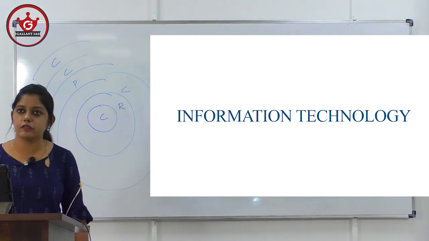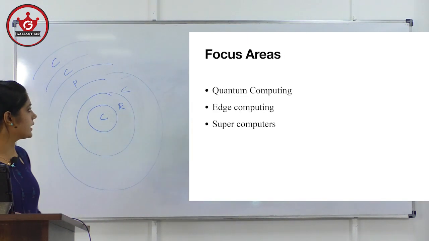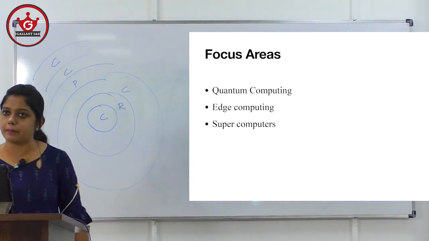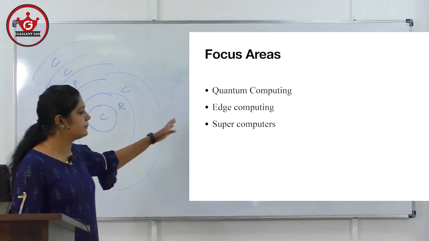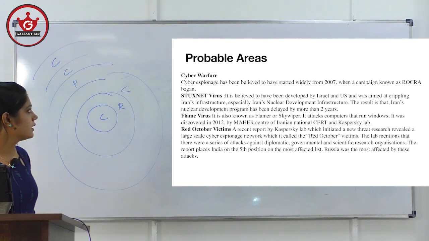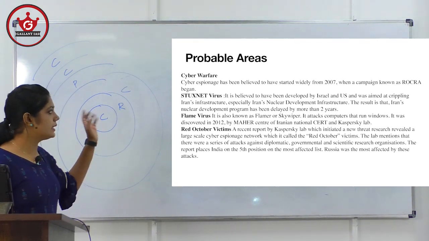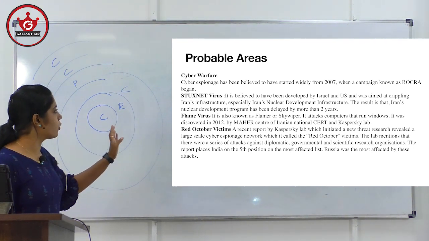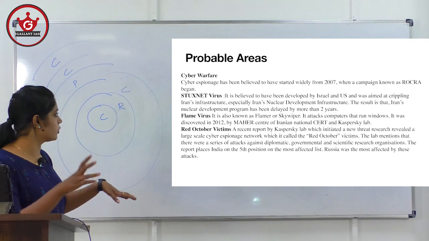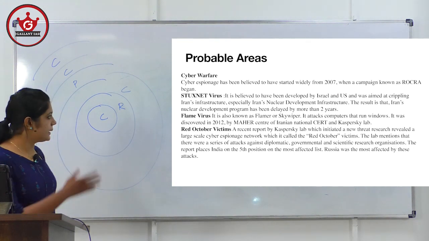Moving on further, information technology. Your focus areas should be quantum computing, edge computing, and supercomputers. In emerging technologies, we have already discussed quantum computing and edge computing. Now it is supercomputers and some cyber warfare. What is cyber warfare? Cyber espionage is believed to have started widely from 2007, when a campaign known as Rocra began. Just keep a note of it. Very historical perspective, not so important. We have the Stuxnet virus, Flame virus, Red October victims. You may please go through it.